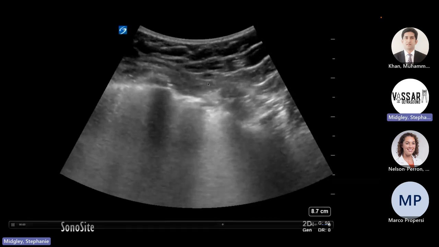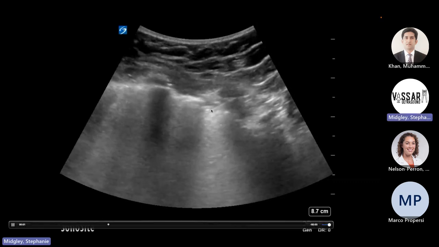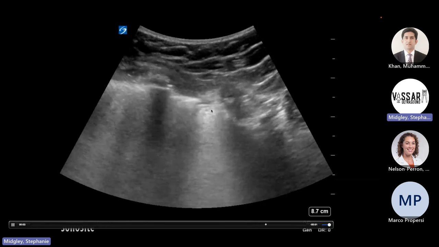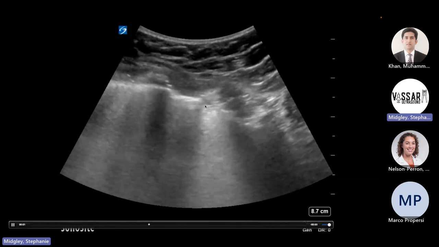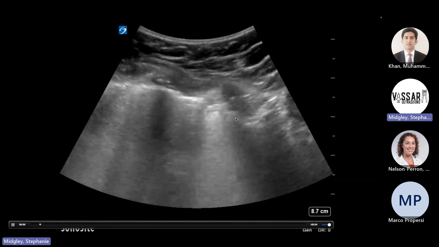Same thing here, lots of B lines. It's kind of a sticky lung, right? It's not having that greatest of sliding. And you can see that the pleural line is again kind of jaggedy, thick and interrupted.